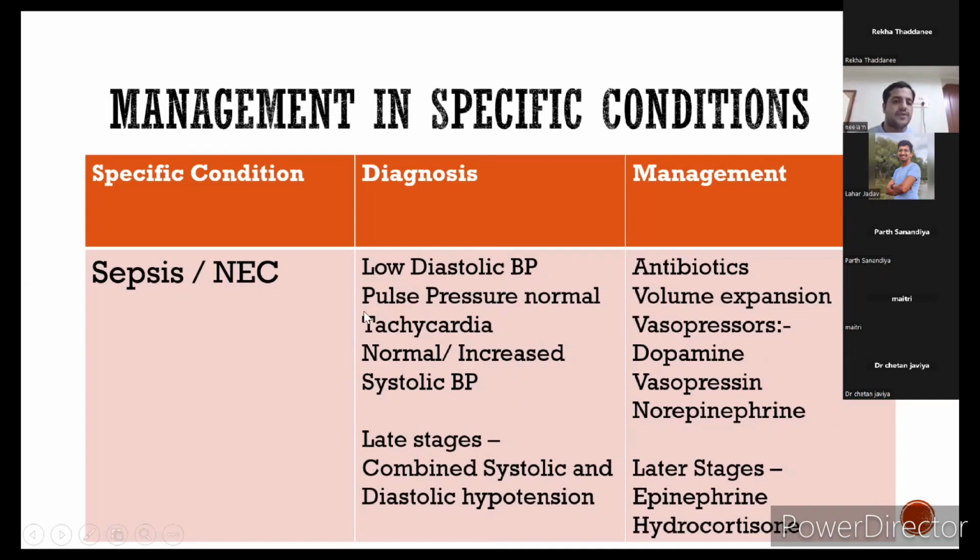Okay, in babies with sepsis, they usually present with low diastolic BP, normal pulse pressure, and the systolic BP may be normal or increased, and there will be tachycardia. In later stages, when the myocardium is also involved, there will be combined systolic and diastolic hypotension. So management is basically antibiotics, volume expansion. So here in these babies, definitely you need to give a fluid bolus. Okay, and then it is in these babies only you go for dopamine or vasopressin or norepinephrine, depending on how severe the hypotension is. In later stages, when the myocardial contractility is also compromised, I'll go for norepinephrine or hydrocortisone.